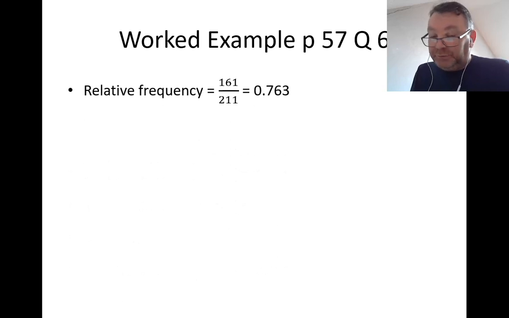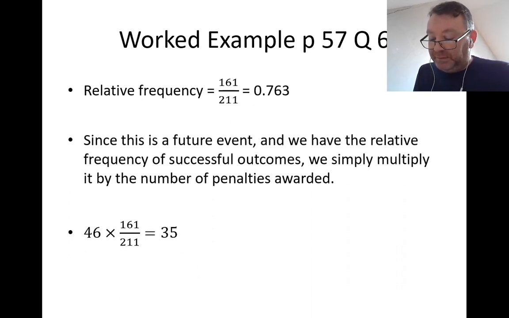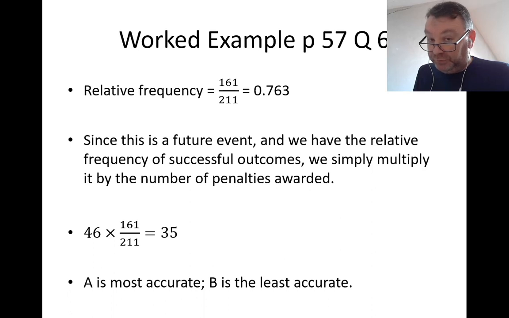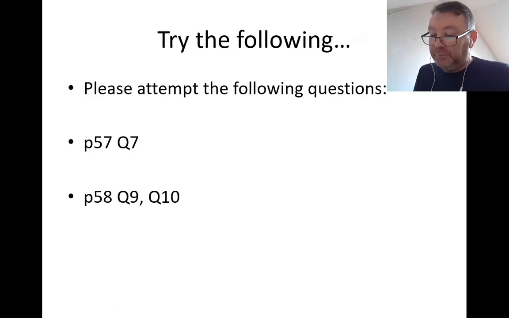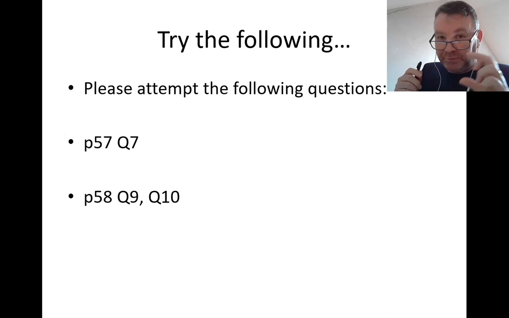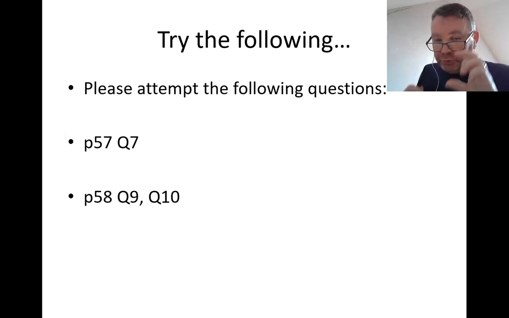Okay, so that's the solution done out there for you. That's the previous question, 35 of them. Just checking to make sure it's right. Okay, so try the following yourselves. I'm going to let you pause here now and try these two questions, page 57 question 7 and page 58 question 9 and question 10. So just give them a shot. Relative frequency: build a fraction based on what the data tells you from the past, then use that fraction to predict the number of positive outcomes for the future.